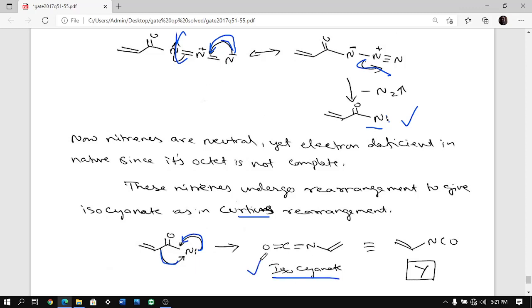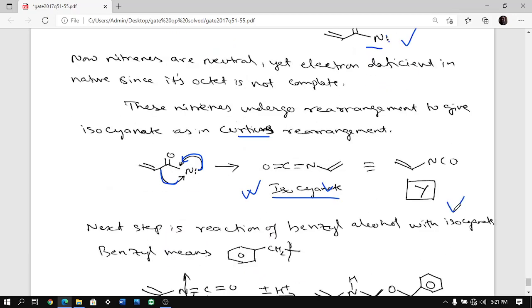This is a most important intermediate, it goes for a lot of reactions: Schmidt reaction, Curtius rearrangement, Hofmann rearrangement, most of the rearrangements will go like this. So the lone pair comes here and this goes and attacks here, you get an isocyanate. So this is your product, this is your Y.